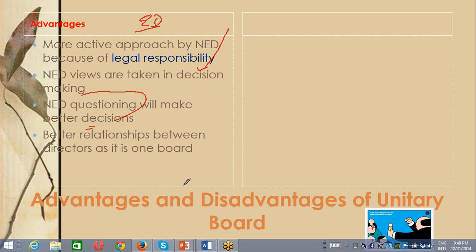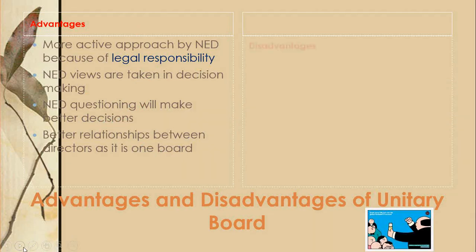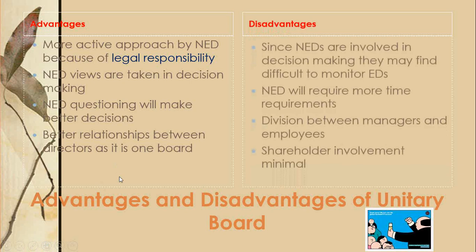And since they are sitting as one board, the relationships are going to be much better. More understanding, better way of doing things. So that is what the advantages of a unilateral board. But what are the disadvantages of a unilateral board?